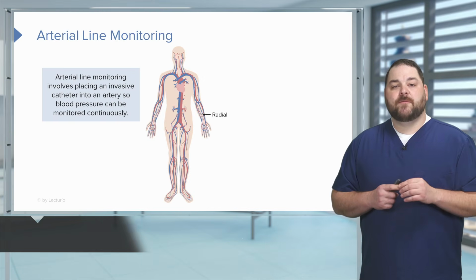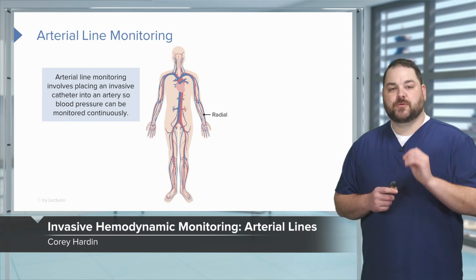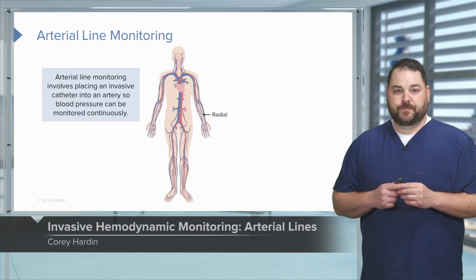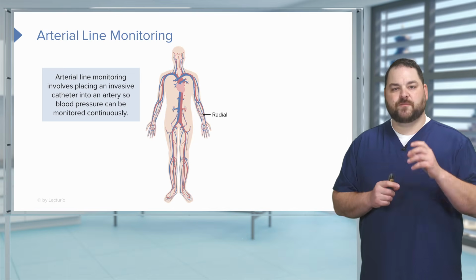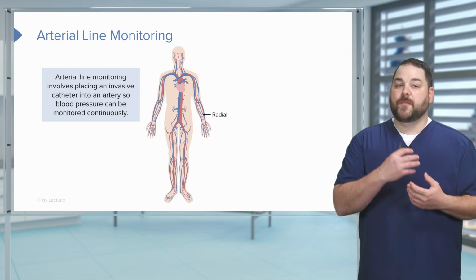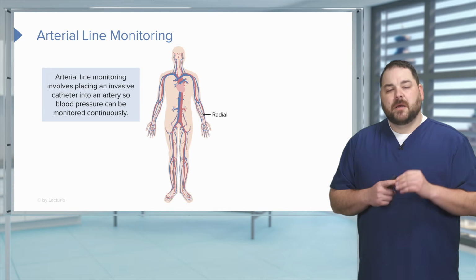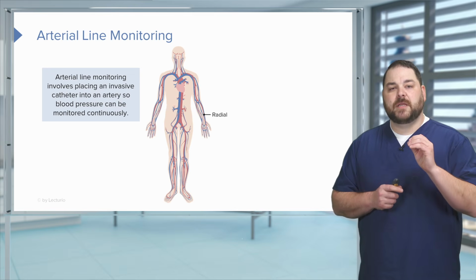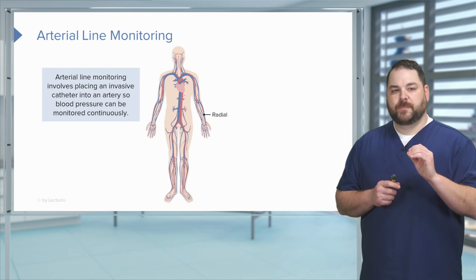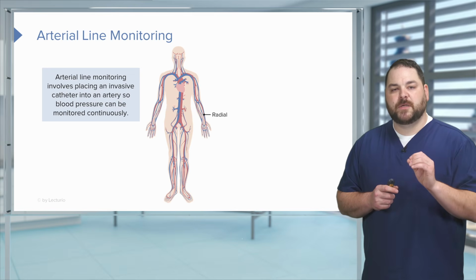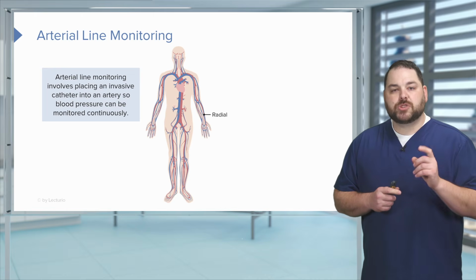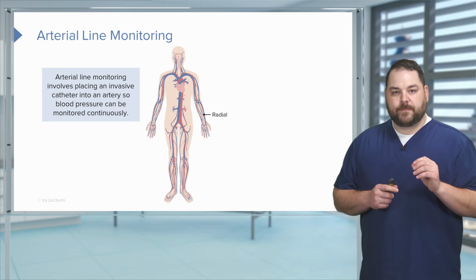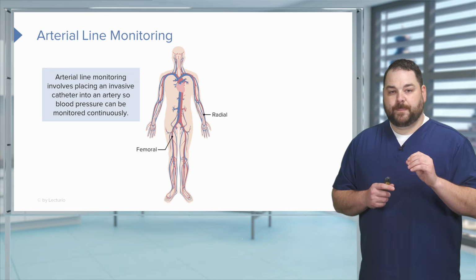The first thing we're going to cover in our invasive hemodynamic monitoring is arterial lines. Typically, when we get blood pressure, we get static blood pressures from a blood pressure cuff, either on the arm or on the leg. But sometimes patients are critical and we need to have a continuous blood pressure. We do this by an arterial line that's placed directly into the artery. Usually we place it in the radial artery or the femoral artery.